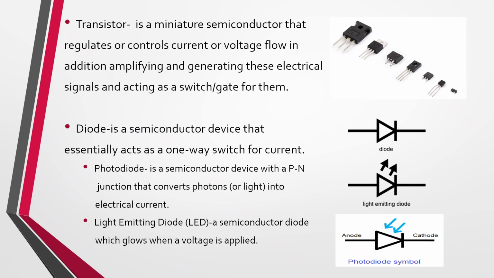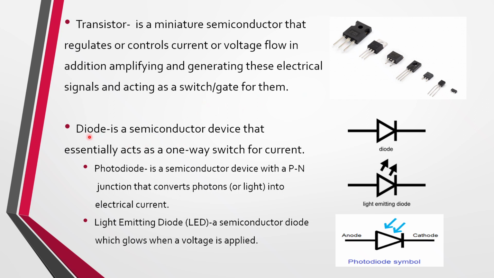We'll go ahead and continue talking about a few more components. A transistor, which we talked about before, is a miniature semiconductor that regulates and controls current or voltage. In addition, it can also work for amplifying or generating electric signals, and it can act as a switch or a gate for them. There are different types of transistors available, and they can behave in different ways or be used for different things. But for our purposes, mostly just a switch or gate is what we need to know a transistor is.